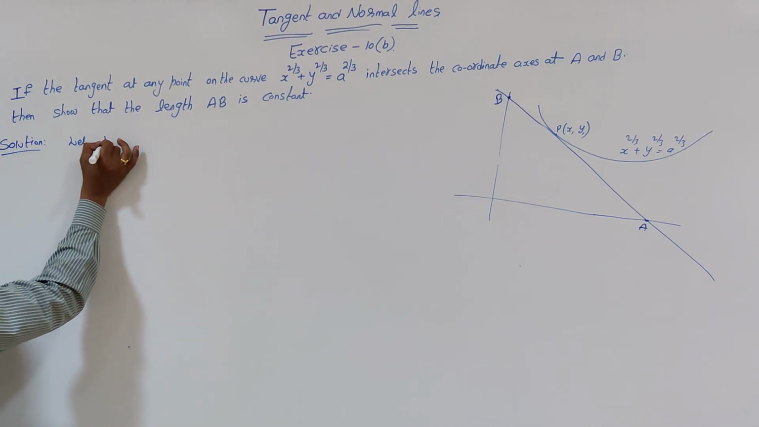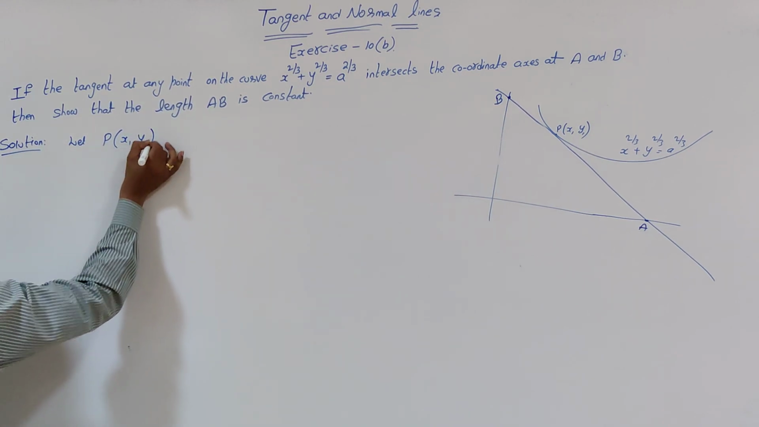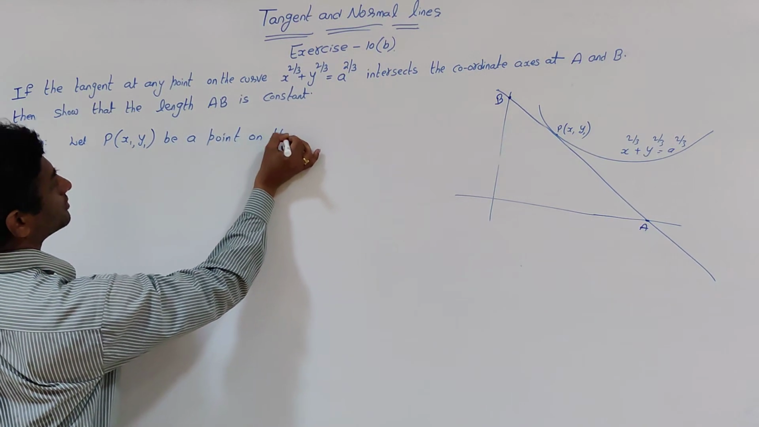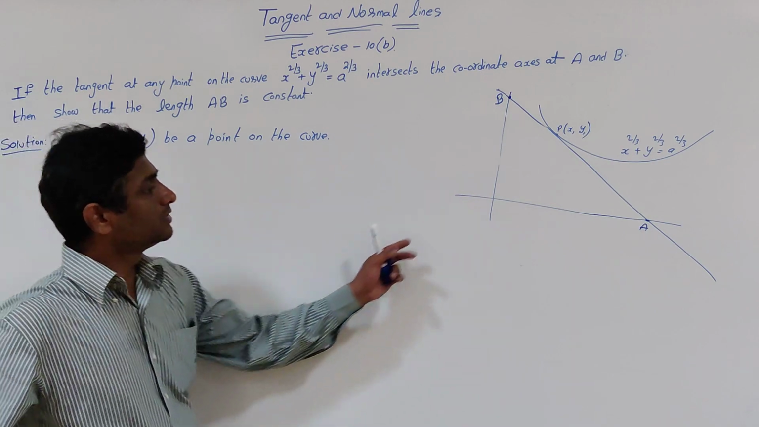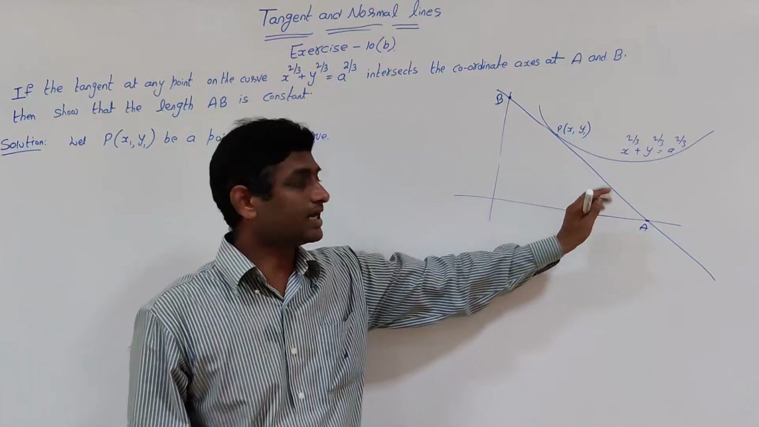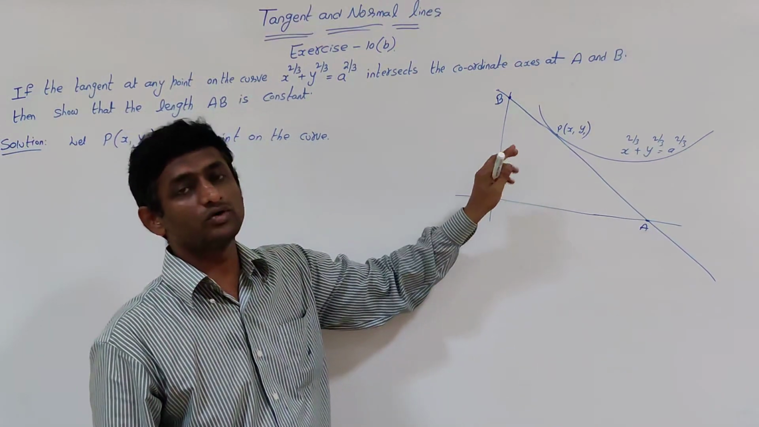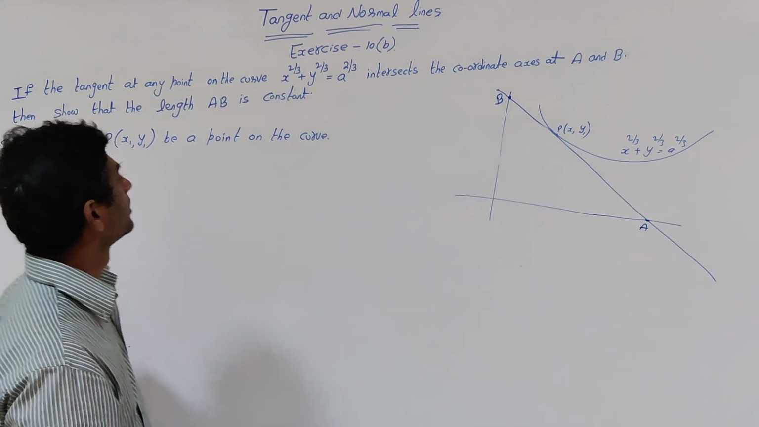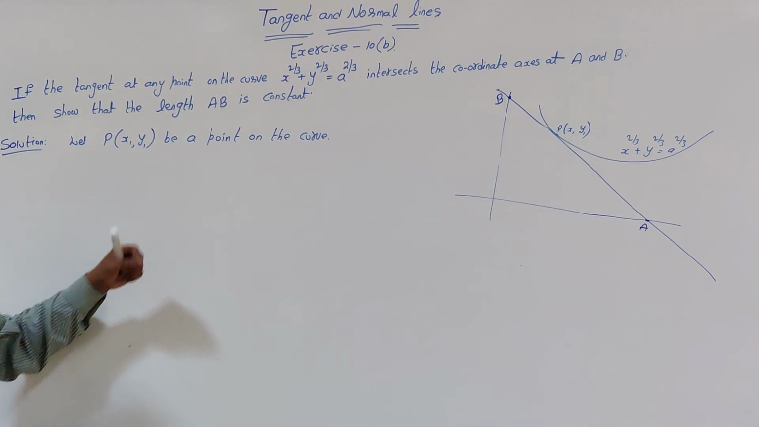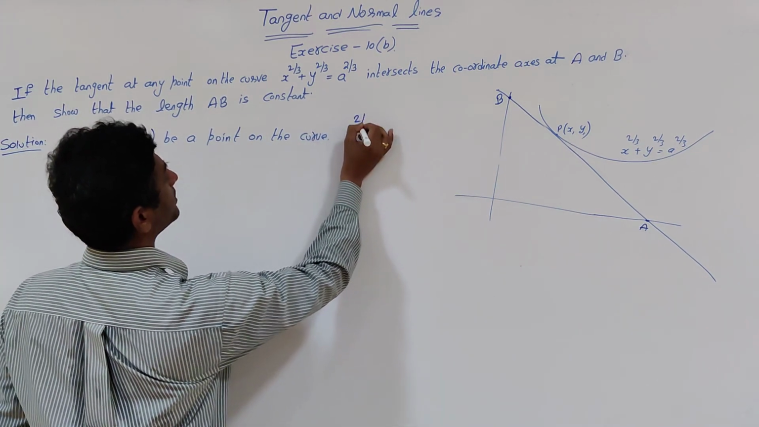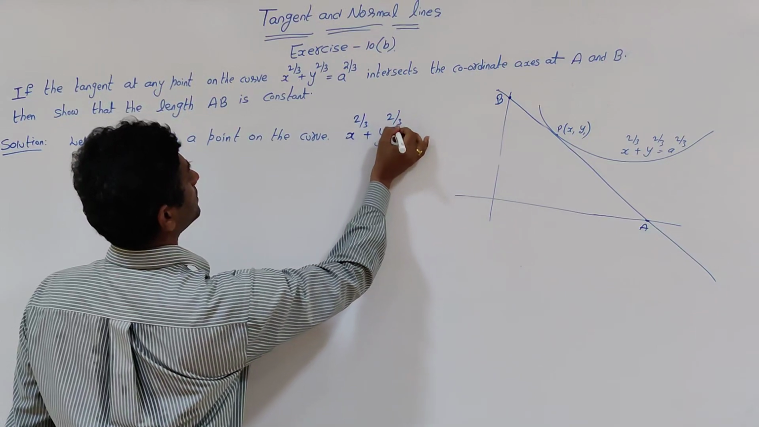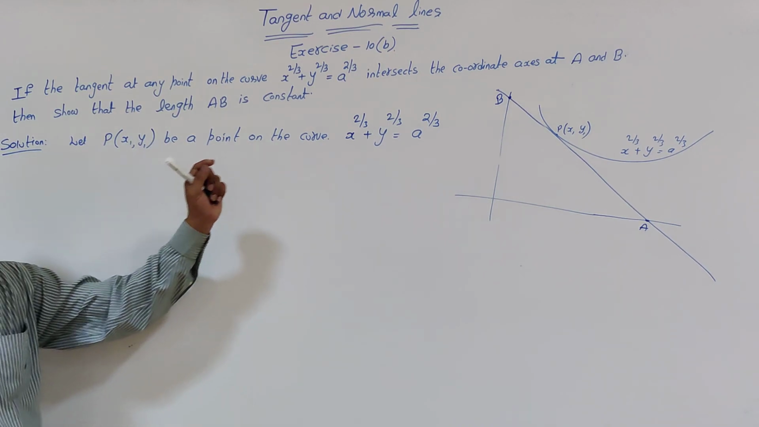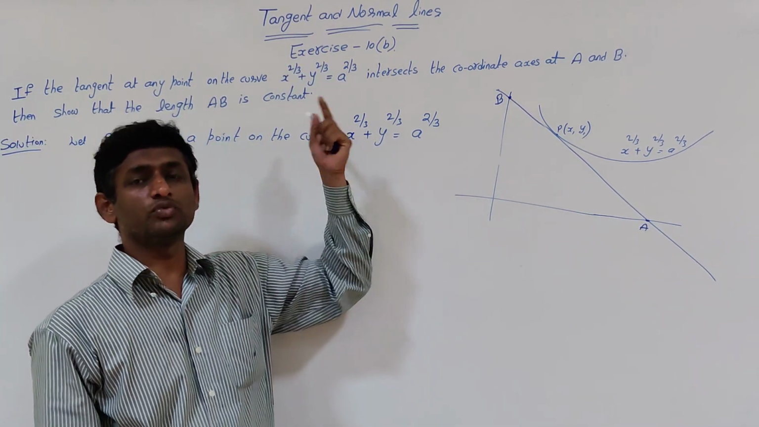Let P (x1, y1) be a point on the curve. I hope this figure is clear for understanding what is to be done and what we have to show: that the length of AB is constant. So let P (x1, y1) be any point on the curve x to the power of 2 by 3 plus y to the power of 2 by 3 is equal to a to the power of 2 by 3. It satisfies the curve, so x1 to the power of 2 by 3 plus y1 to the power of 2 by 3 is also a to the power of 2 by 3.